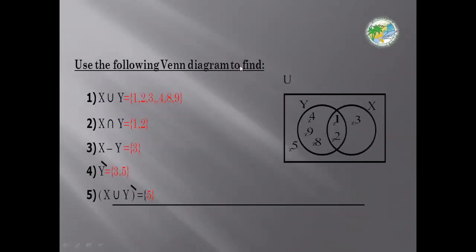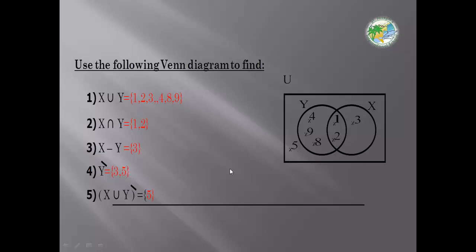Use the following Venn diagram to find: X union Y is 1, 2, 3, 4, 8, 9, every element inside X and every element inside Y. The intersection of X and Y is 1 and 2. X difference Y: which elements belong to X but don't belong to Y? 3. Y complement: when we remove Y from this diagram, it will be 3 and 5.